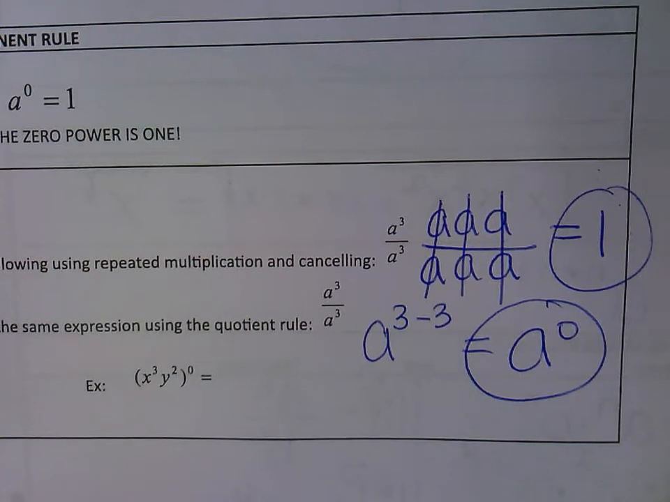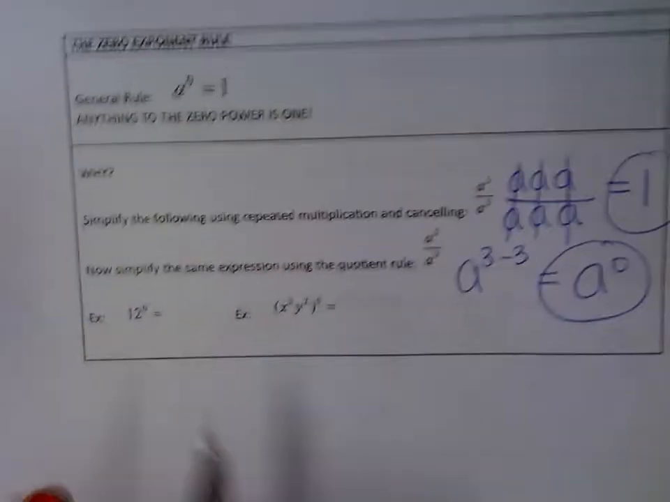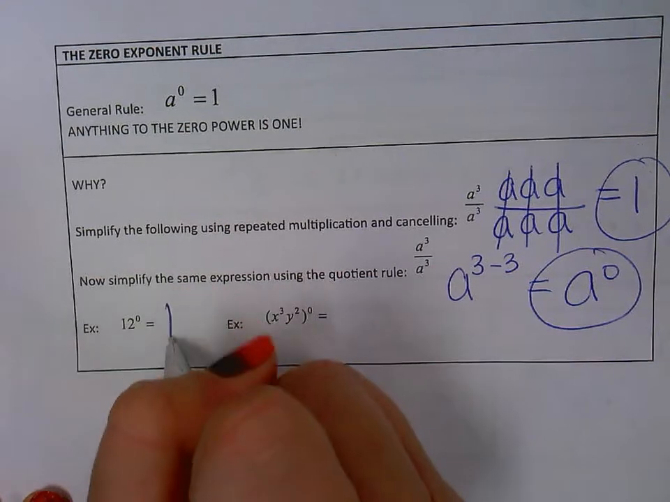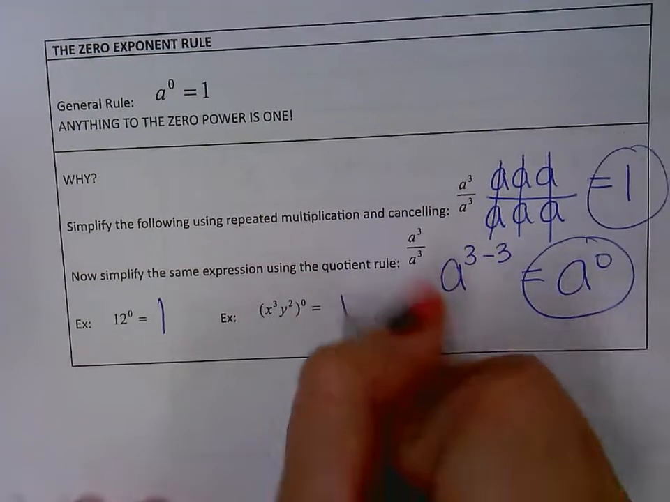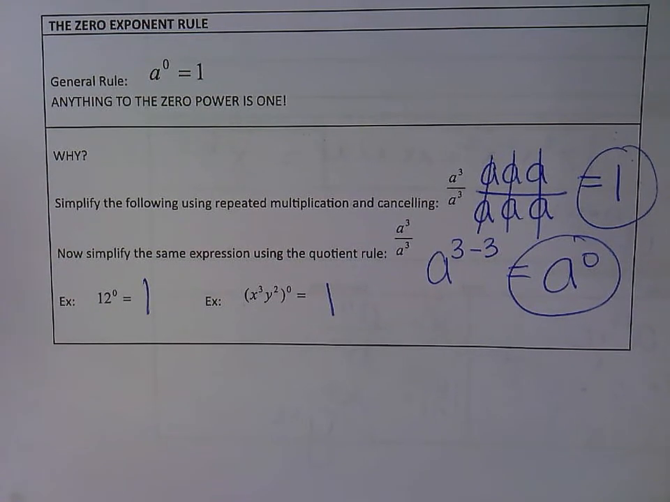So these last two are really easy. If you see something raised to the 0 power, that's it. The answer is 1. This whole thing is being raised to the 0 power. So its answer is 1. Anything raised to the 0 power is 1.